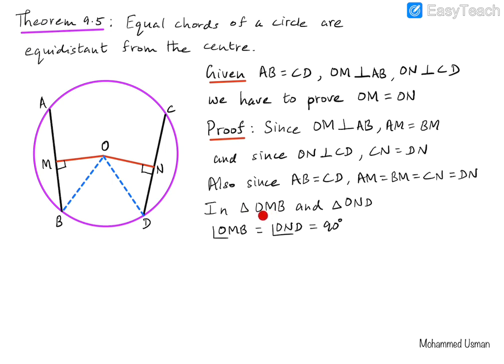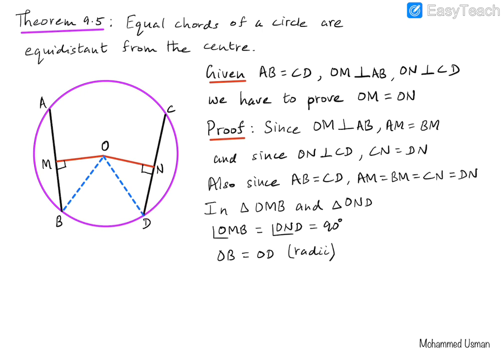In these two triangles, triangle OMB and triangle OND, the first observation is that the angle OMB is 90 degrees since OM is perpendicular to AB, and also ON is perpendicular to CD, therefore OND is also 90 degrees. So these two triangles are right angle triangles. Then we have the hypotenuse side, which is equal. OB and OD, which are the radii of the circle, are also the hypotenuses of those two triangles. So they are equal.